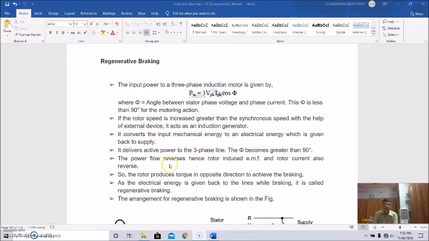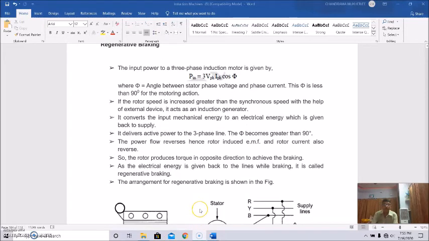In that case, the power flow reverses, and the rotor induced EMF and rotor current also reverse, and so the rotor produces torque in the opposite direction to achieve braking. As the electrical energy is given back to the lines while braking, it is called regenerative braking.